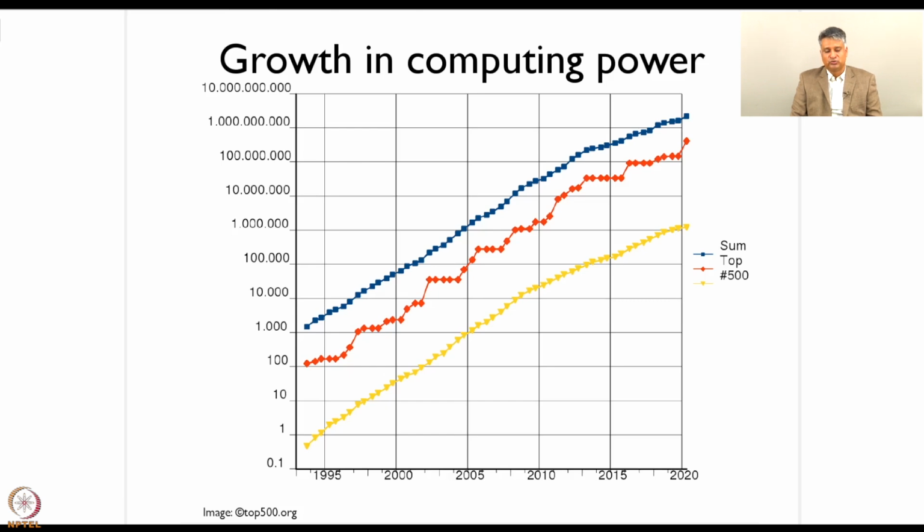It also shows you the 500th fastest computer. So this website basically lists the top 500 supercomputers in the world. And this list is released every 6 months. The red line shows you the fastest machine in the world. The yellow line shows you the 500th fastest machine in the world. And the blue line shows the cumulative sum of the power of the top 500 machines in the world. And you can see that this is growing dramatically.